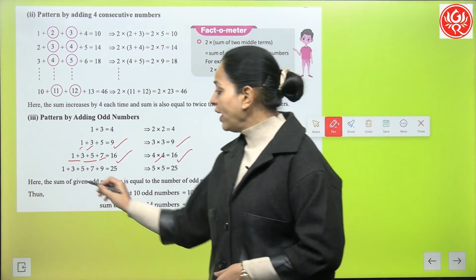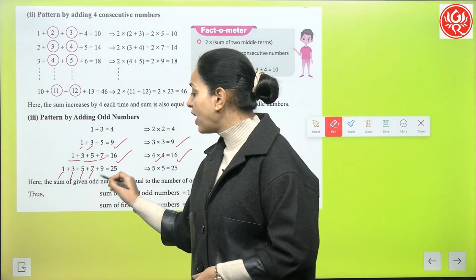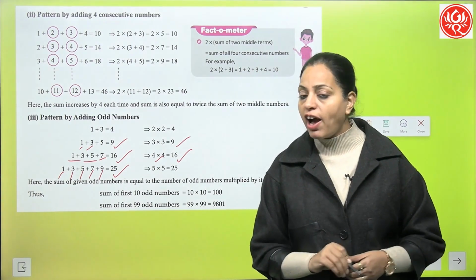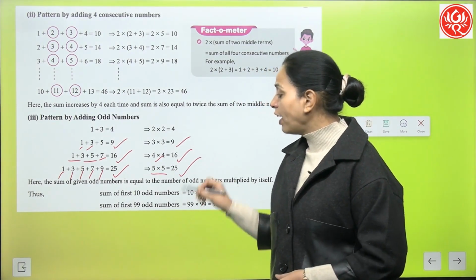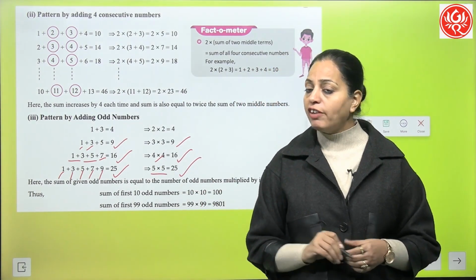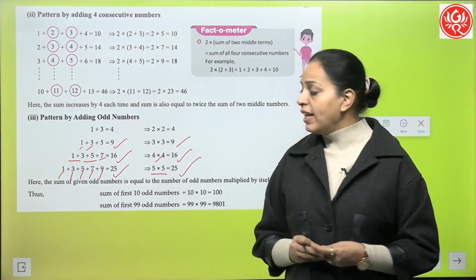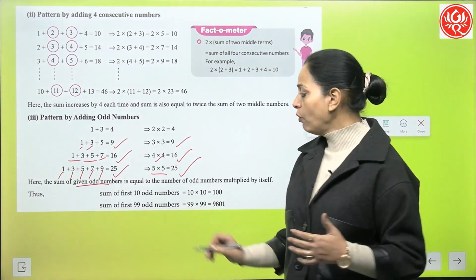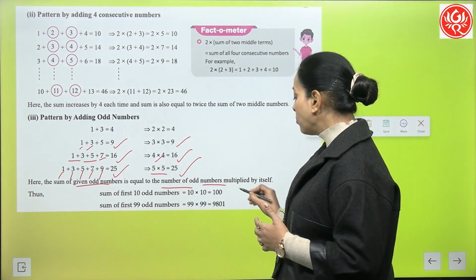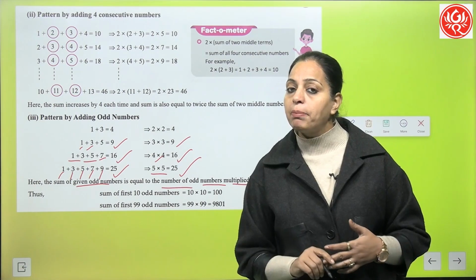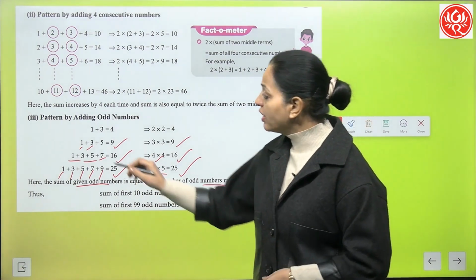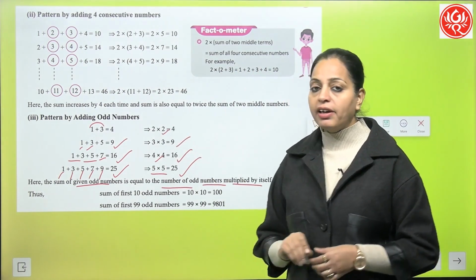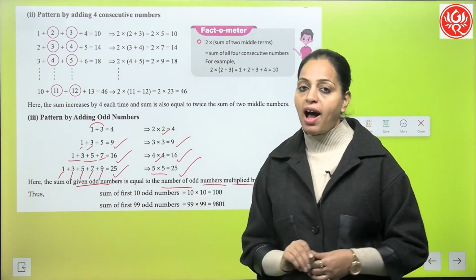Okay, now next, 1, 3, 5, 7, 9. 5 numbers we are taking. Their sum is 25. So it is 5 into 5 equals 25. So what are you getting? Here, the sum of the given odd numbers is equal to the number of odd numbers multiplied by itself. However many odd numbers we take, we multiply it by that same number, and we are getting the same answer.